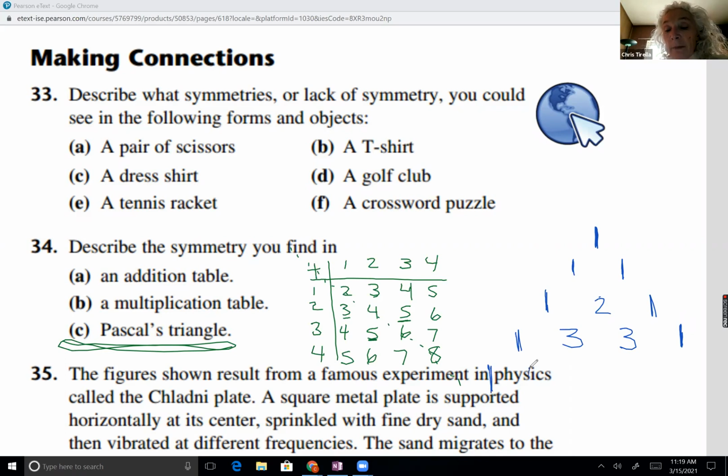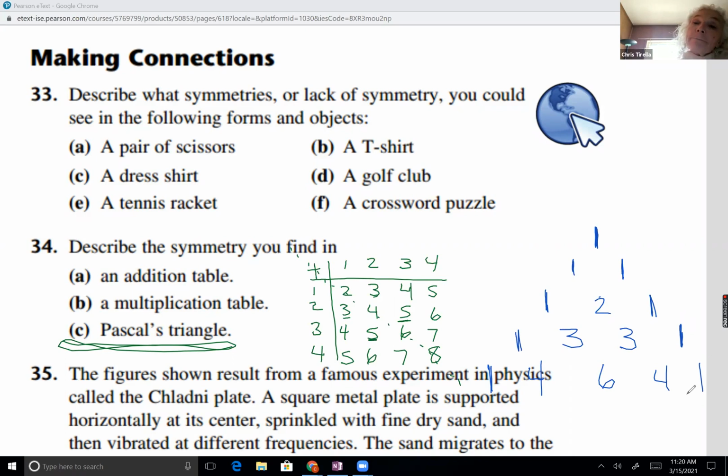And as I keep filling in these numbers in my Pascal's triangle, you notice that there also seems to be some symmetry there. Draw your Pascal's triangle and put in that line of symmetry.